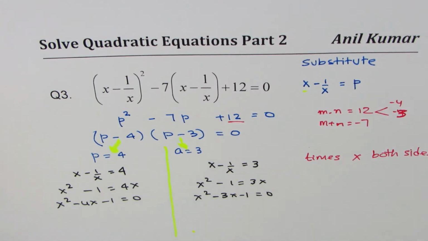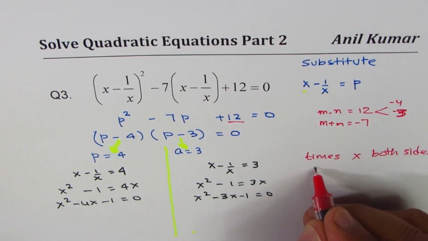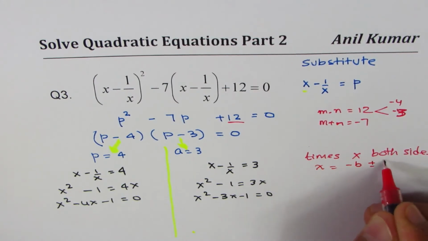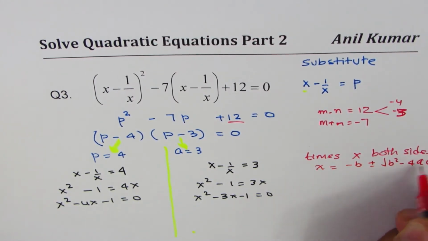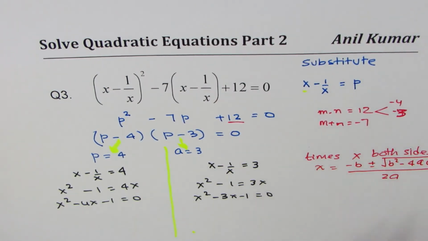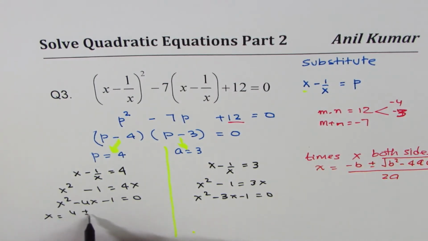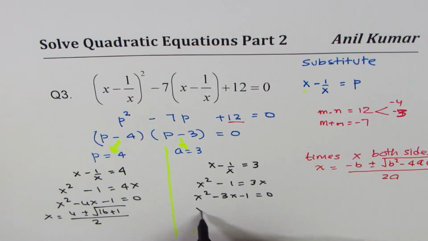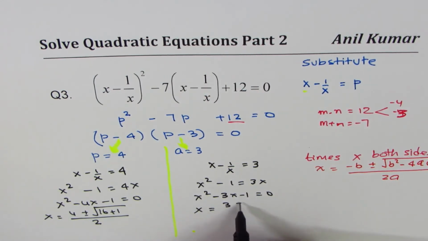We use the quadratic formula. The quadratic formula is x equals minus b plus minus square root of b squared minus 4ac, divided by 2a, right? For a general equation, which is ax squared plus bx plus c. If you apply this formula here, what do you get? You get x equals minus of minus 4, which is plus 4, plus minus square root of b squared, which is 16, minus 4ac, that gives you plus 1, divided by 2. And in this case, we get x equals 3 plus minus square root of 9 plus 1, over 2.